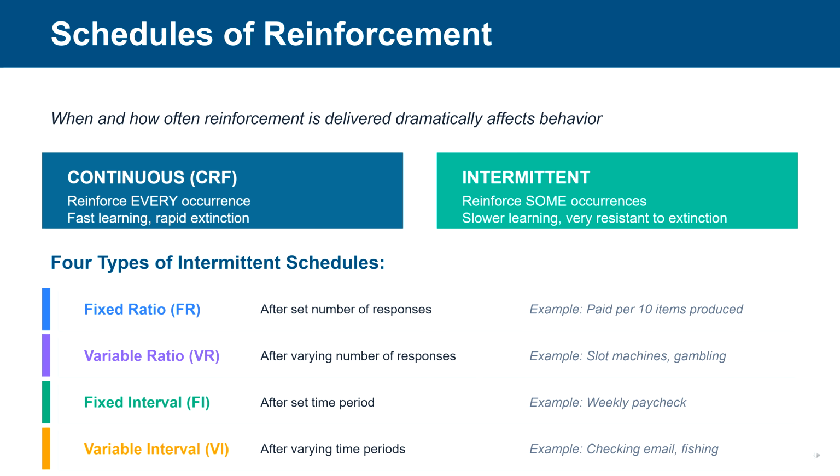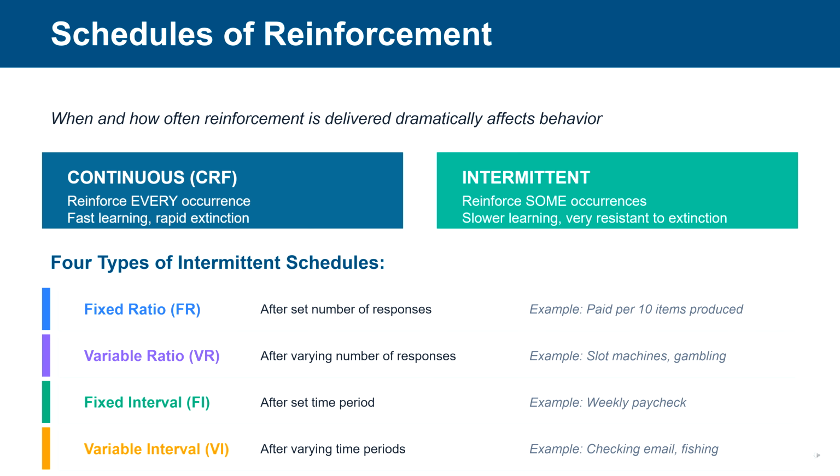Variable ratio means reinforcement after an average number of responses, but it varies. This is gambling. Slot machines pay out after an unpredictable number of plays. Salespeople on commission don't know which customer will buy.